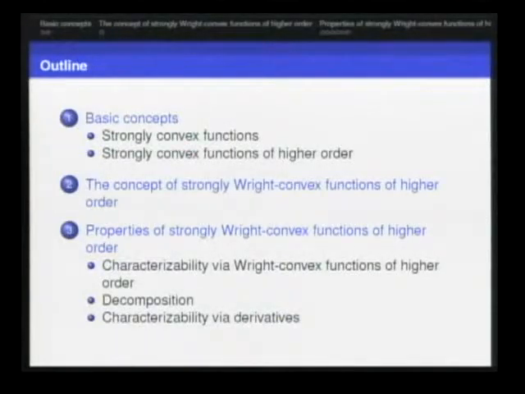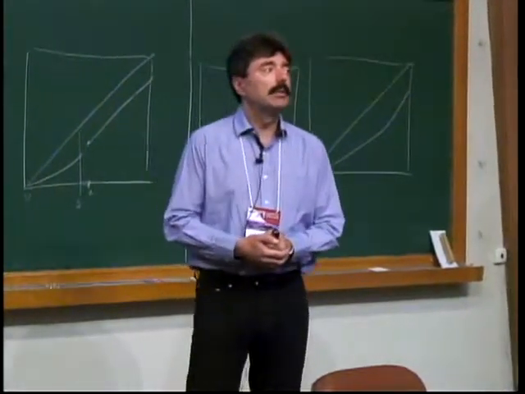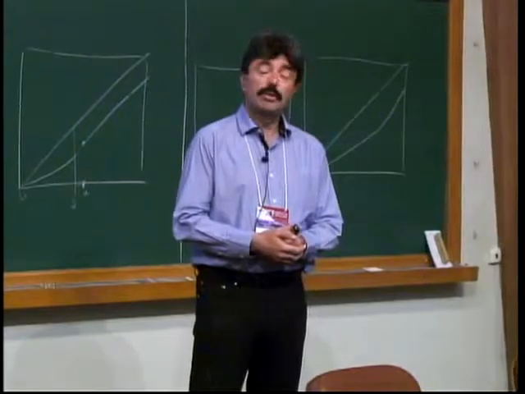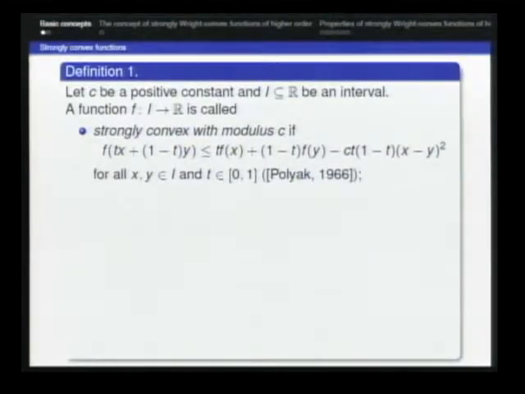First, we will consider the basic concepts related to strong convexity. Then we will give the definition of strongly right-convex functions of higher order. And after that, I'm going to present three results related to strongly right-convex functions of higher order. First, a characterization of right-convex functions of higher order, then a decomposition theorem for them, and finally, a characterization theorem for strongly right-convex functions via derivatives. Let's start with the basic concepts.